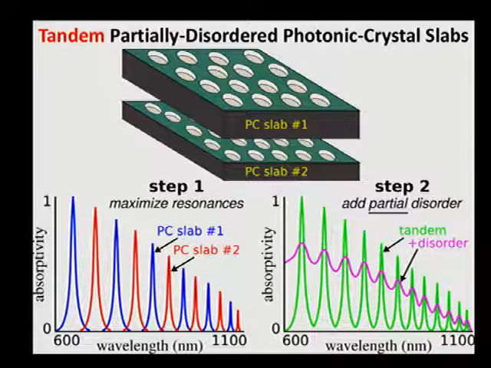This tandem arrangement of photonic crystal slabs is the optical analog of a multi-junction solar cell, which employs 3 or more different semiconductor materials to obtain broadband absorption. Here I'm using the same material, silicon, but structured in 2 different ways to obtain broadband absorption. The design strategy involves maximizing the number of resonances in the 2 slabs separately such that they add complementarily over the wideband spectrum, and then to apply partial disorder to each of the 2 slabs to maximize the number of resonances and increase the robustness of the light trapping.